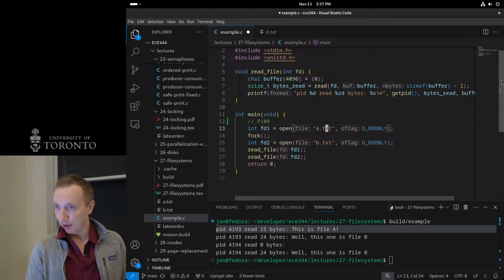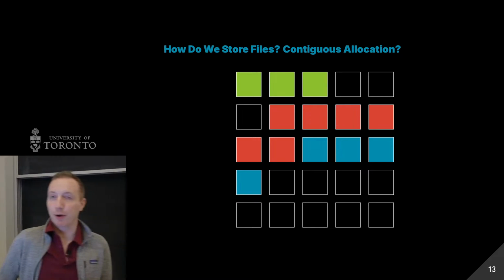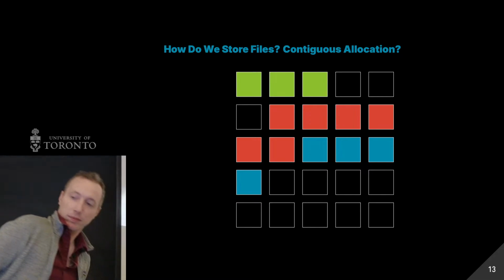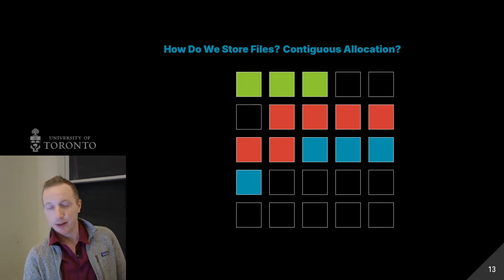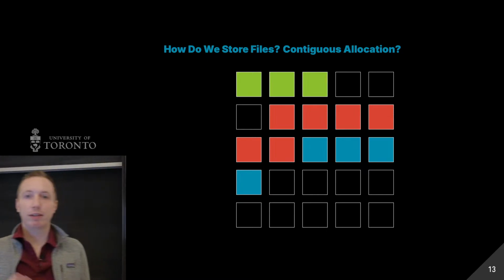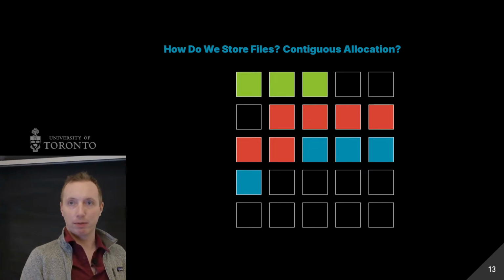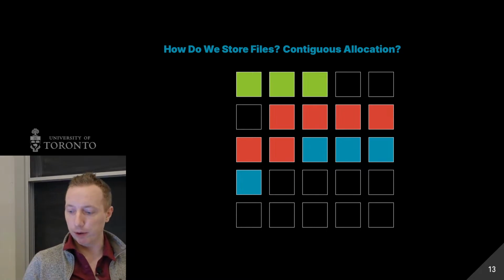All right, so now our last topic. How do we store files? How we will simplify this is, for now, we'll ignore the metadata about a file. We'll just try to think about how we actually store the contents of a file and how we would describe where to find the contents of a file.